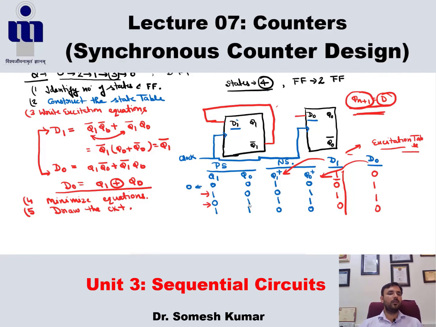And what is D0? D0 is XOR of Q0 and the Q1. So I am taking one XOR gate here, and the inputs of XOR are Q0 like this, and the second input is Q1. Fine, like this, and this is given to the D0. So this is our counter which counts this sequence. Fine. So by using these 5 steps we can design any counter.